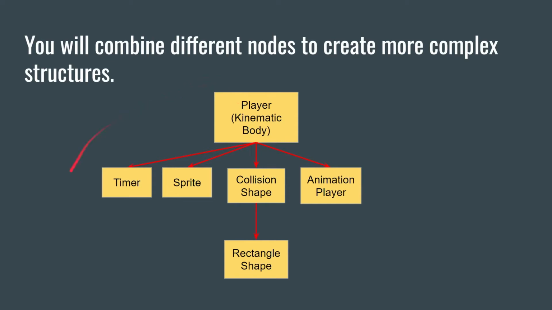So you can basically think of this node tree as a scene. The first node is the root node, and the root node doesn't need a parent. So every node that you add after the root node has to have a parent. In the case of the sprite, the parent is the player. In the case of the rectangle shape here, it has the collision shape as its parent, and the collision shape is the child of the player node. Everything goes back to the root node, and the root node doesn't need a parent.